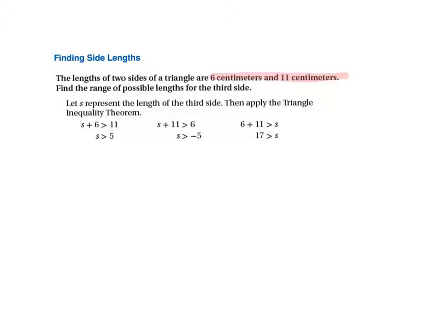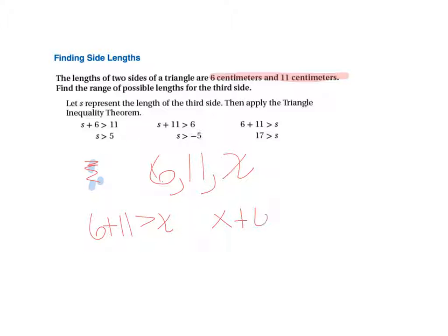Okay, so we have side lengths of 6 centimeters and 11 centimeters, and if this is a triangle, we have a third side that we don't know, so I'll call that x. And then we're going to use the triangle inequality theorem. So we take two numbers, like 6 and 11, add them together, and it has to be greater than the third side. So we do that 3 times. And we solve all of these.